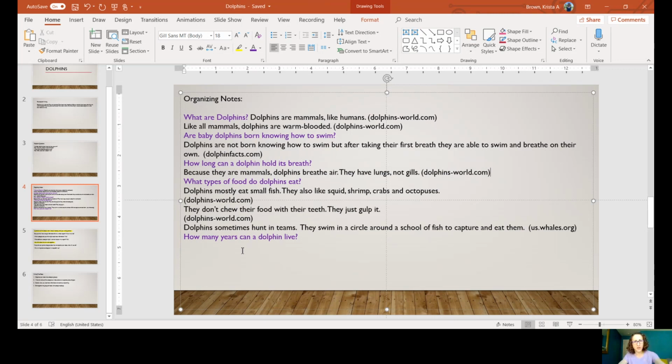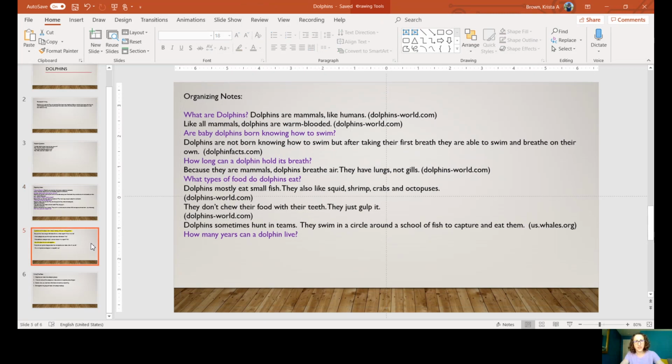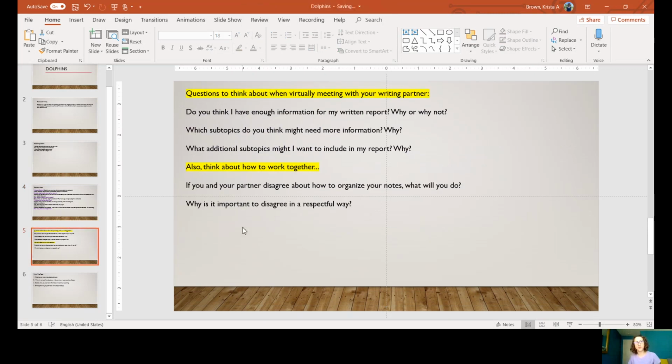Now, after you have done this for yourself, organized all of your notes with your questions and your answers and getting your subtopics correctly placed, these are some questions that you will think about when you virtually meet with your partner. So I wrote them down on my PowerPoint so that everybody can remember them and not be surprised when their partner asks them these questions. So the first one is, you want to ask your partner do you think I have enough information for my written report? Why or why not?